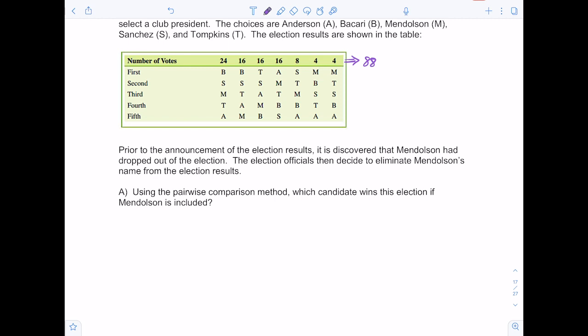Okay, so we have quite a bit of pairwise comparisons to make. Remember, there is a formula to figure that out. It's just n times n minus 1 over 2, and n is the number of candidates. So here we have 5 candidates, so we're going to do 5 times 4 over 2, which comes out to 10. So we have 10 different pairwise comparisons to make.